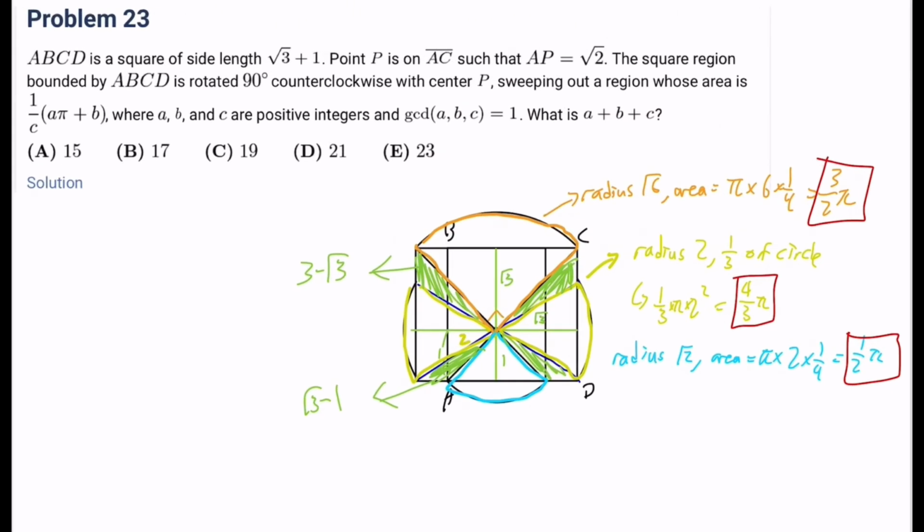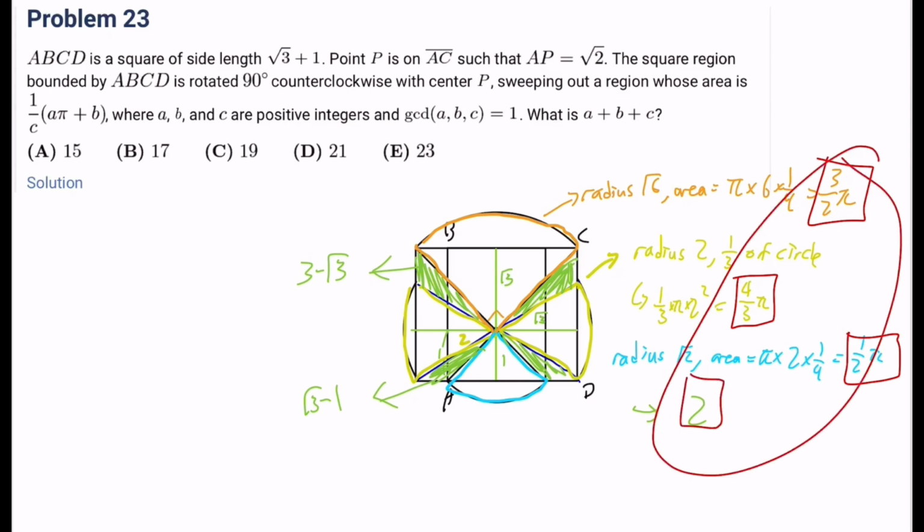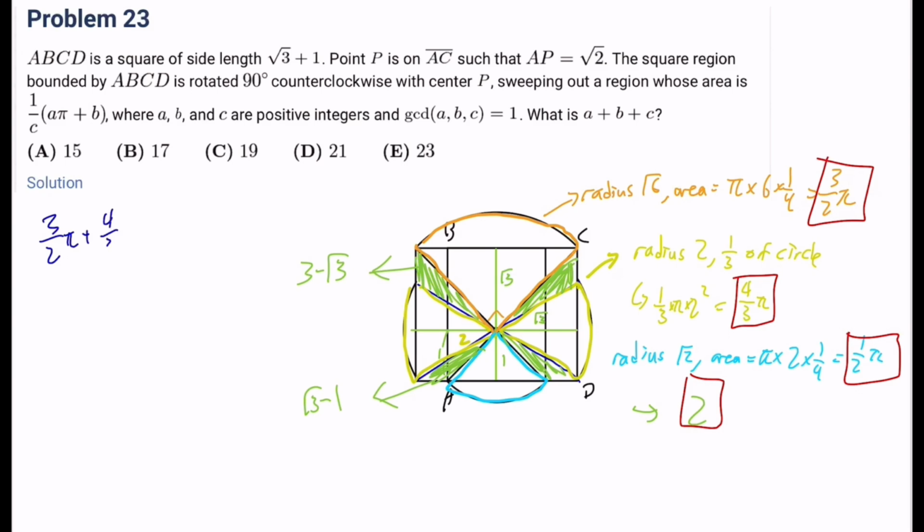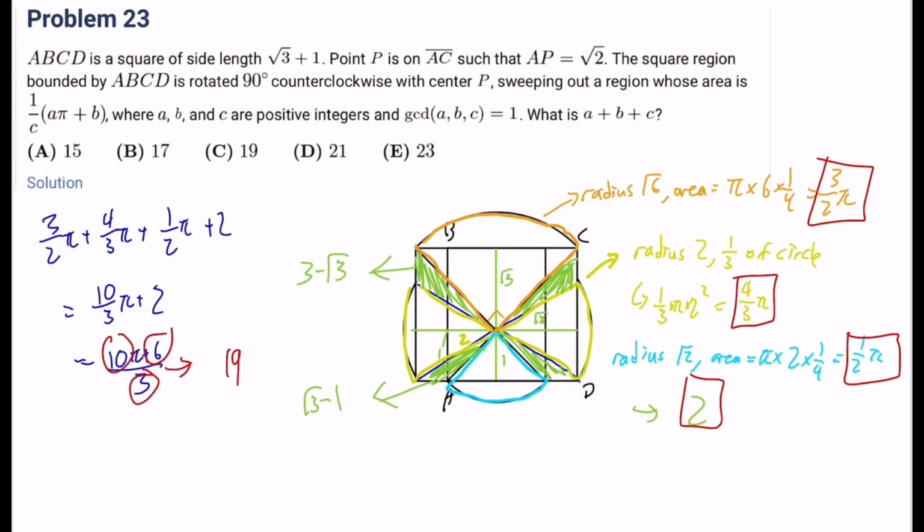And so if we add these 2 together, that's going to be 2. So this whole thing is going to be 2. And so what we do now is add all of these together. That's just going to be 3 over 2 pi plus 4 over 3 pi plus 1/2 pi plus 2. That equals 10 over 3 pi plus 2, which is equal to 10 pi plus 6 over 3. So it's going to be 3 plus 10 plus 6. That's going to equal 19. And there's our answer. It's C.